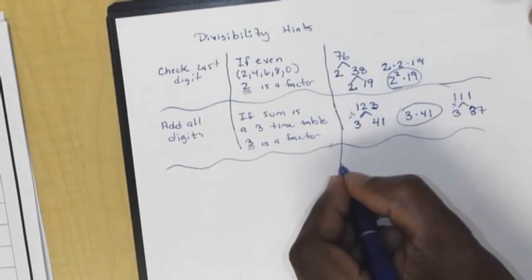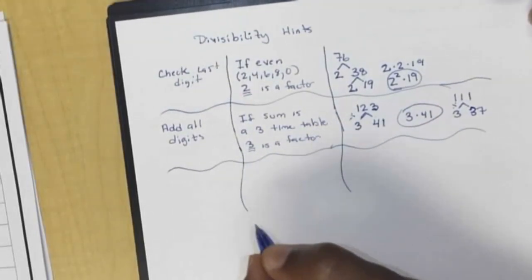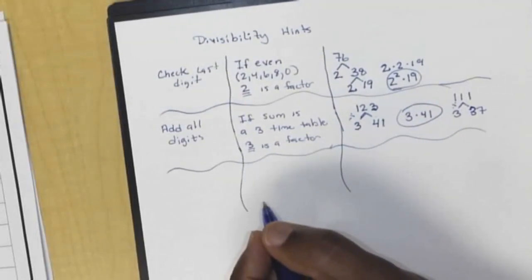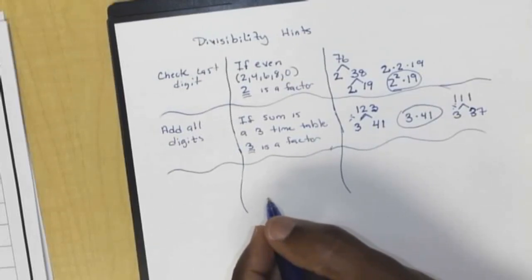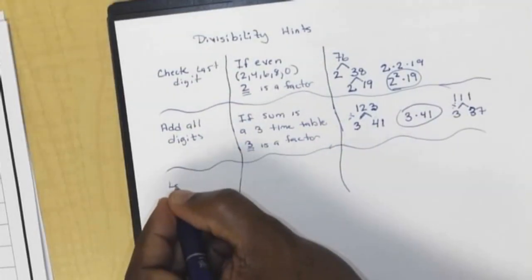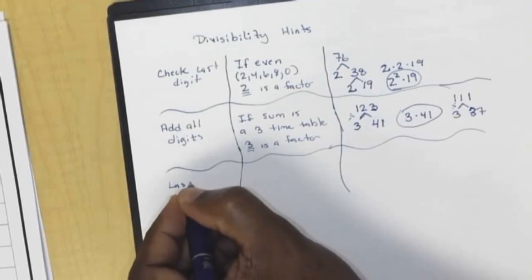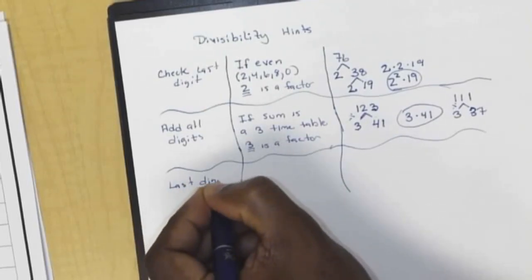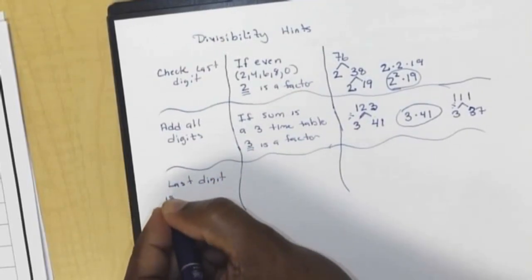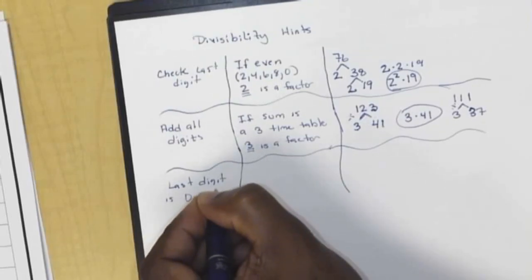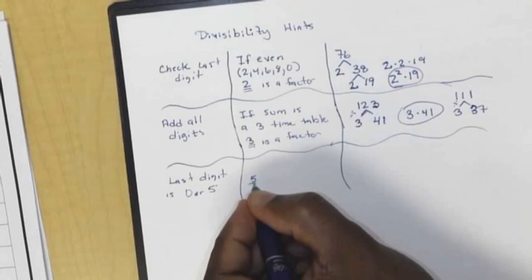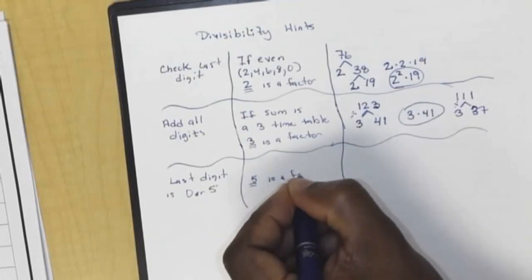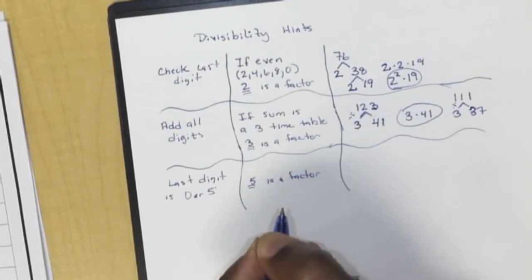That way you can use these notes and be straight, because you're going to use this throughout radicals, fractions. We use this all the time. So here we go. If the last digit is 0 or 5, then 5 is a factor. If you know one factor, you divide to get the other one.